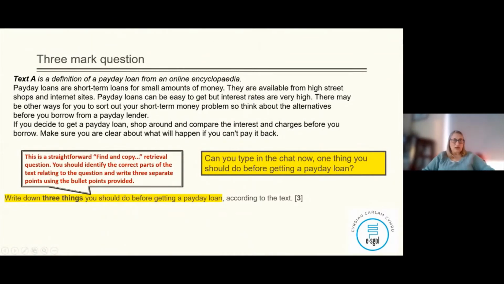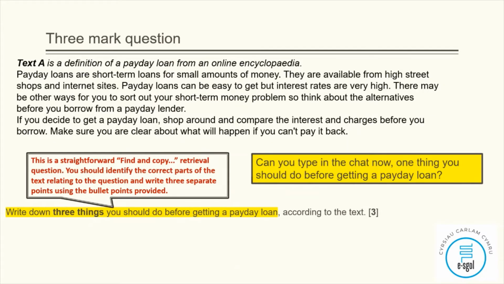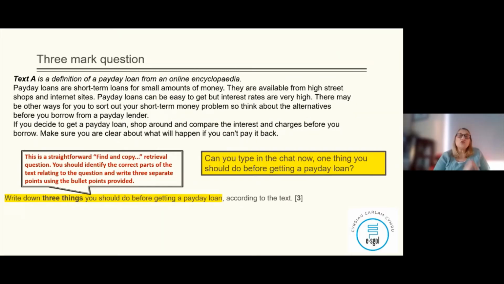There's a 3 mark question here. Again, this is on exactly the same text, as you'd get several different questions on each text. This is a straightforward find and copy retrieval question. You should identify the correct parts of the text relating to the question and write 3 separate points using the bullet points provided. Normally on the response paper they would have bullet points for where you should write your 3 things. You know that it's a 3 mark question, so you're looking for 3 things, and it tells you in the question that you are looking for 3 things.